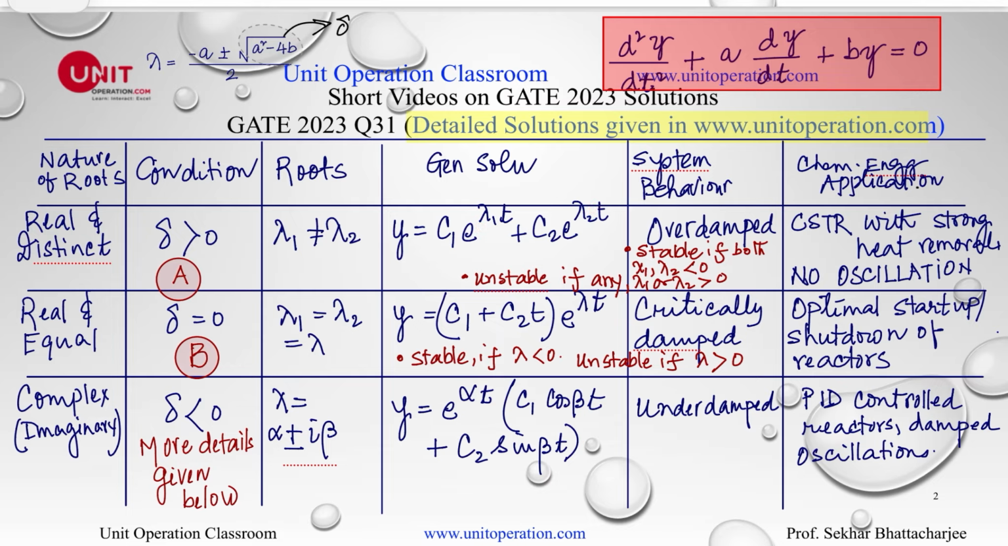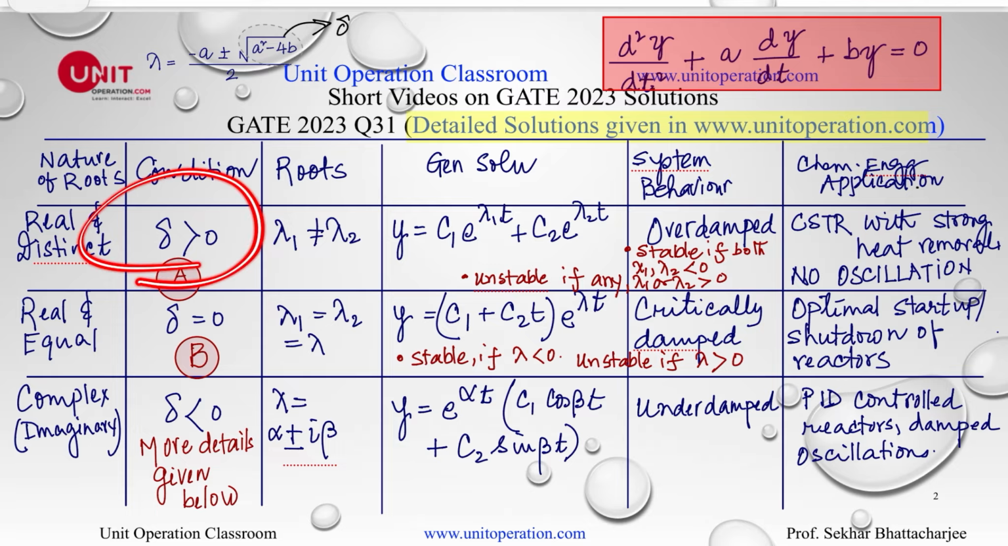It's going to be unstable. Even if one of them is positive and the other is negative, then, of course, depending upon the relative values of C1 and C2, the nature of the system will vary, and that probably leads to instability also. So this is a very standard problem of CSTR with strong heat removal where there is no oscillation.